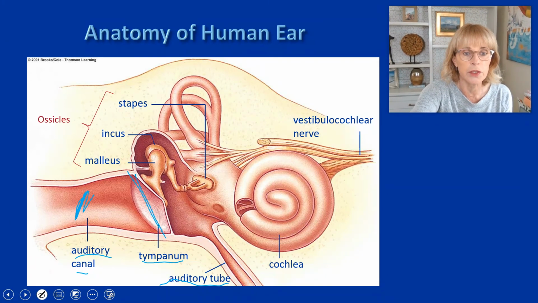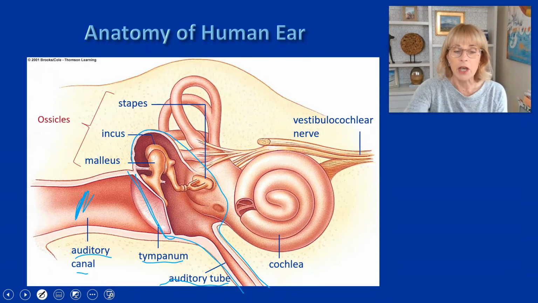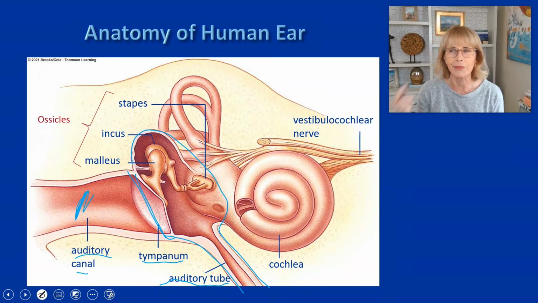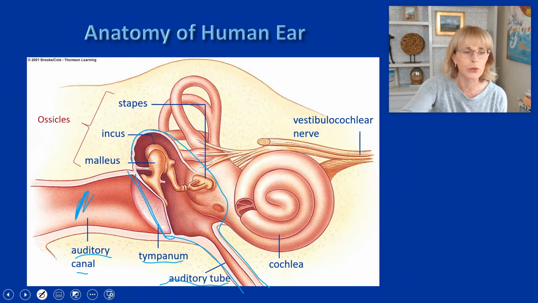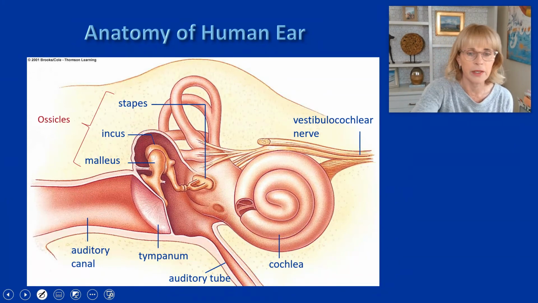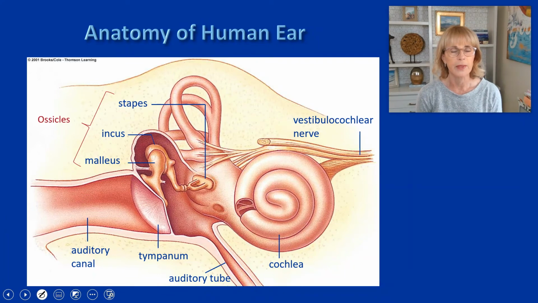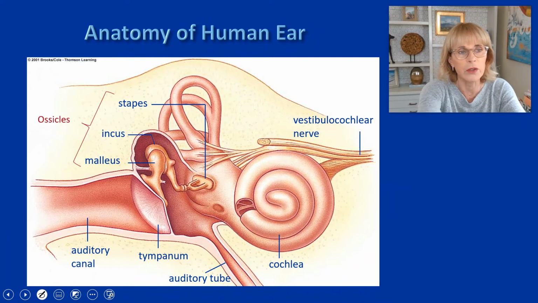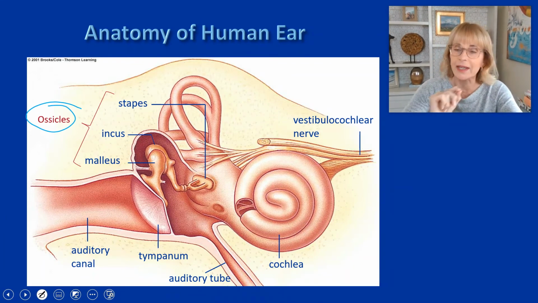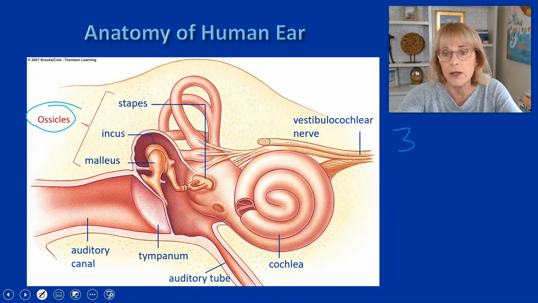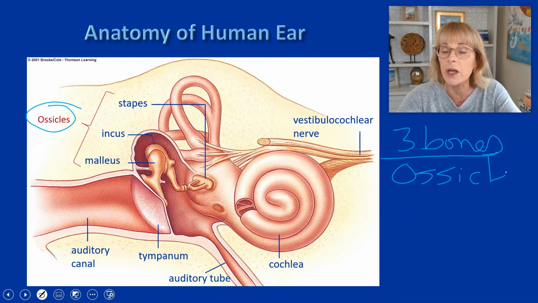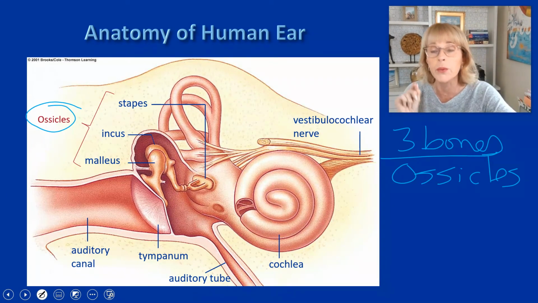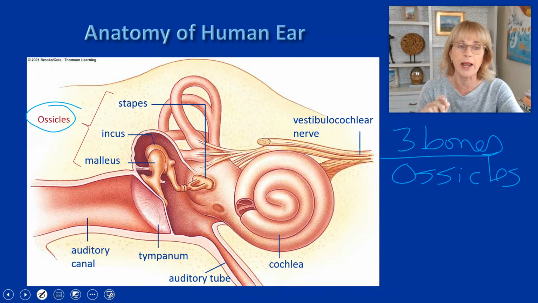Remember, the middle ear starts with the tympanum. It includes all of this, and the auditory tube drops fluid off in the back of your throat through that auditory tube or eustachian tube. And inside of that middle ear are three little bones, and together they are called the ossicles. So the three bones put together are called ossicles, but each one of the ossicles has its own name.